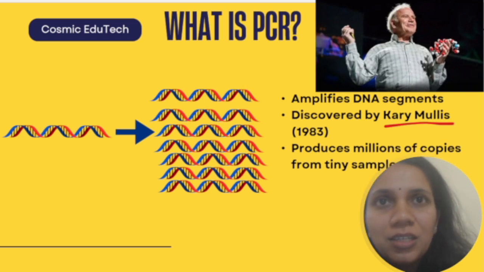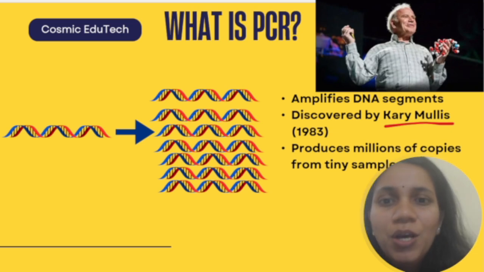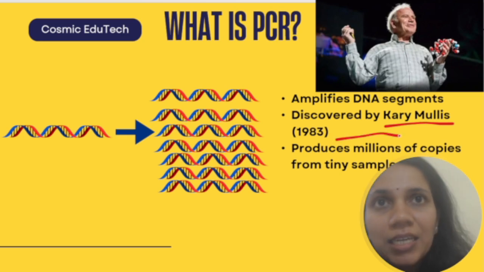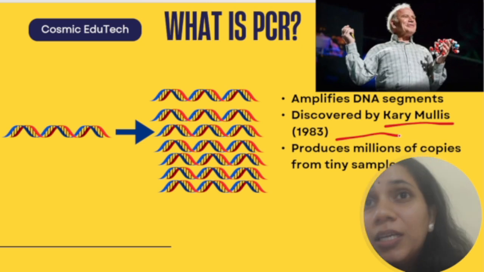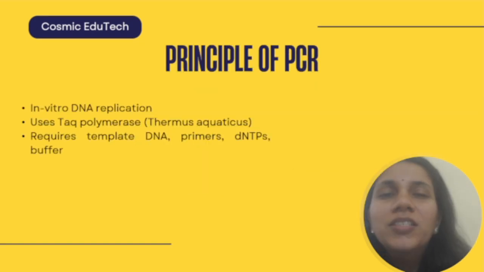PCR is the answer because PCR is going to help you create enough DNA material for analysis within a few hours. This particular technique was developed by Kary Mullis in the year 1983 and he was awarded the Nobel Prize for the same. This technique led to the production of millions of copies of a tiny sample of DNA. Now let's see what is the principle behind PCR.